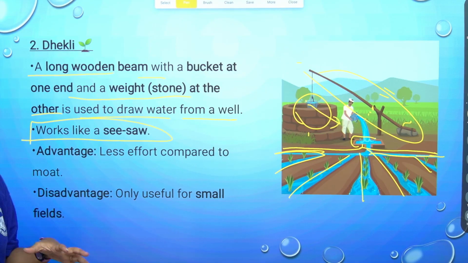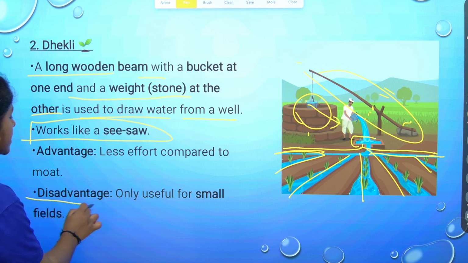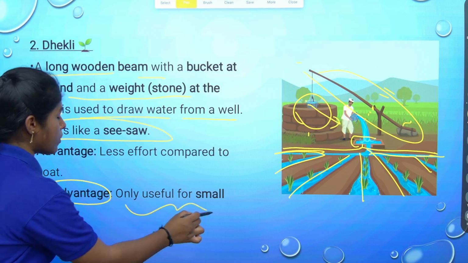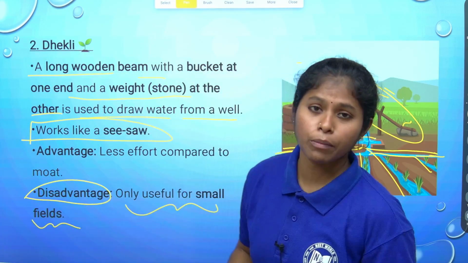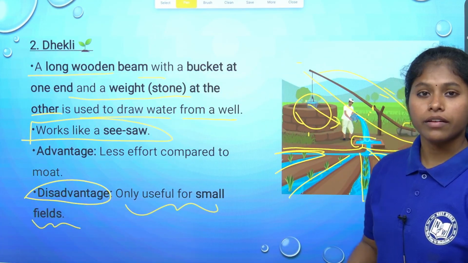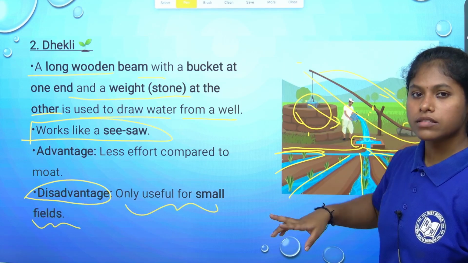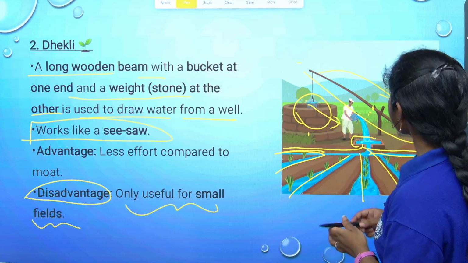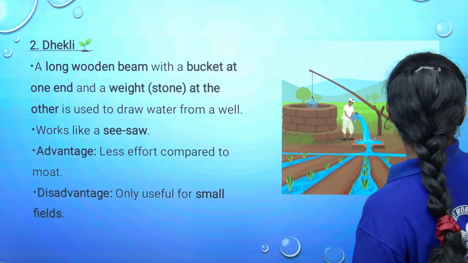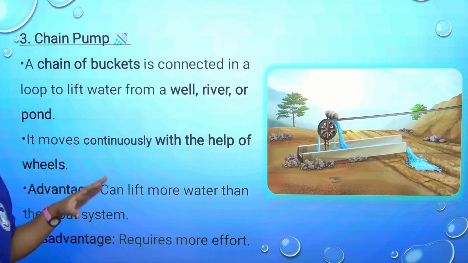The advantage is less effort compared to the moat system, the pulley system, but the disadvantage is that it is only useful for small farms. If we have large farms, more wells are required, right children? Both the moat system and the Dekli system are useful only for small fields, right children? Next system is the chain pump system.